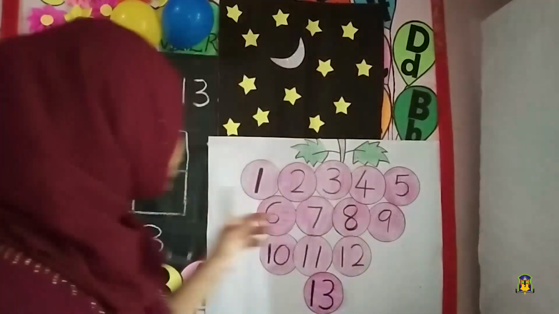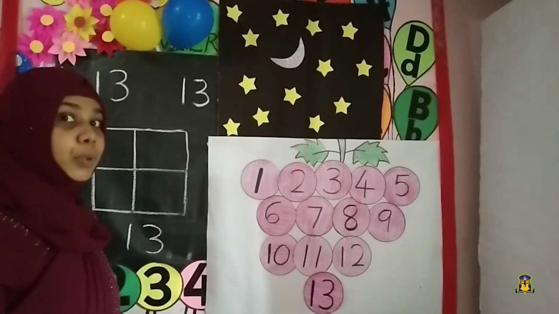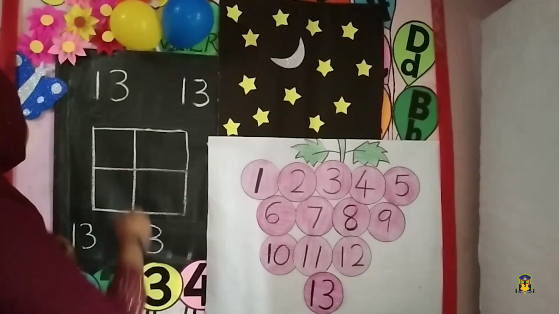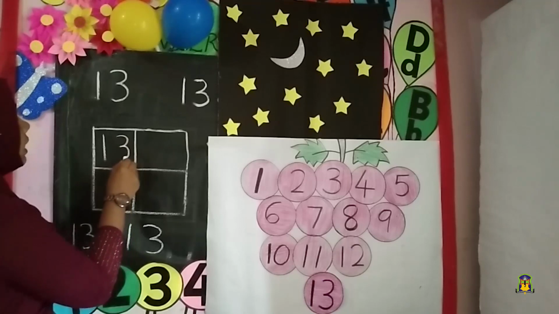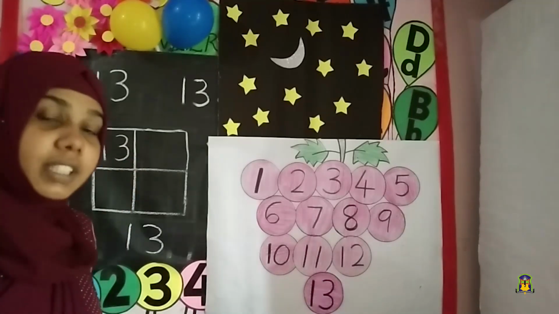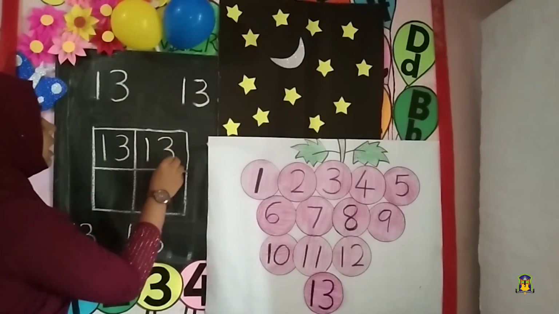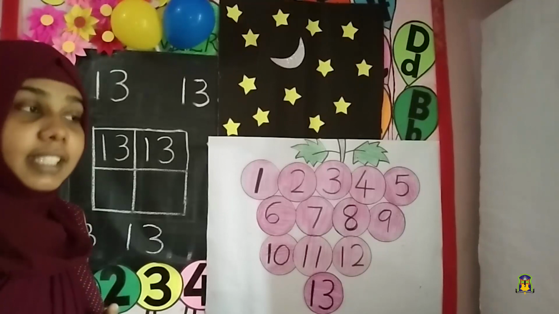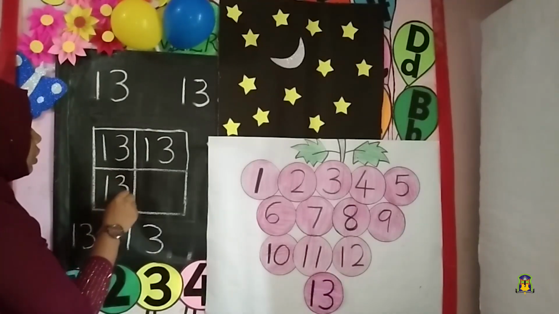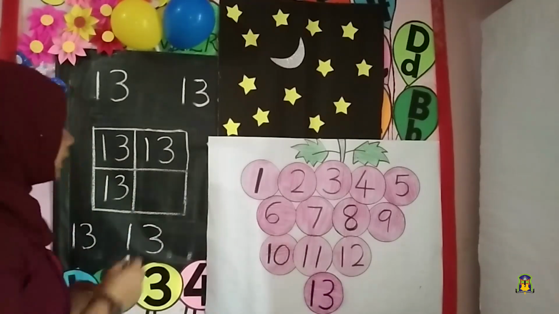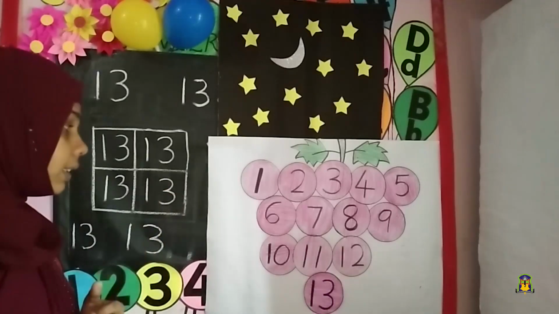Okay, all of you look at the board. Here we have 4 columns like in your notebook. Number 13. 1 and 3 gives you number 13. Number 1 and number 3 gives you 13. Number 13. 1 and 3 gives you number 13.